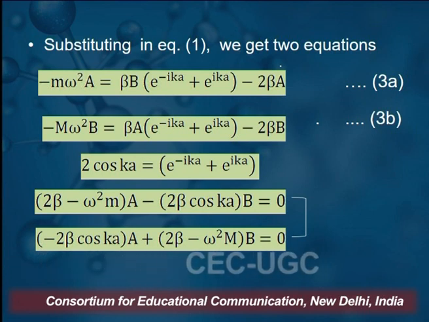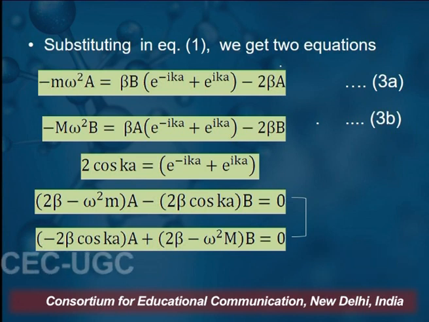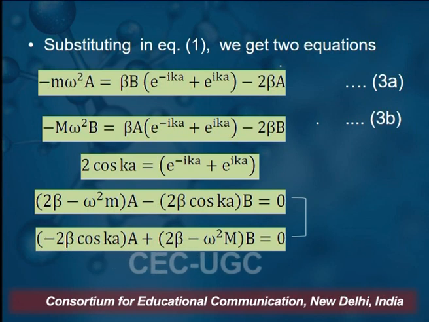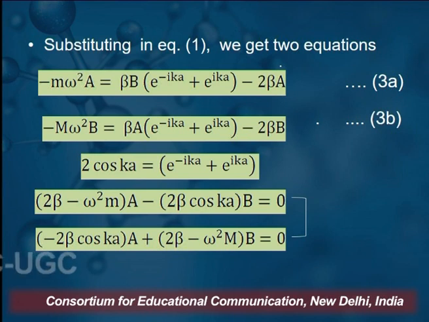We will get two sets of equations. Minus small m omega square A should be equal to beta B e to the power of minus iKa plus e to the power of iKa, minus 2 beta A. And the second one will be minus capital M omega square B equal to beta A e to the power of minus iKa plus e to the power of iKa, minus 2 beta B.